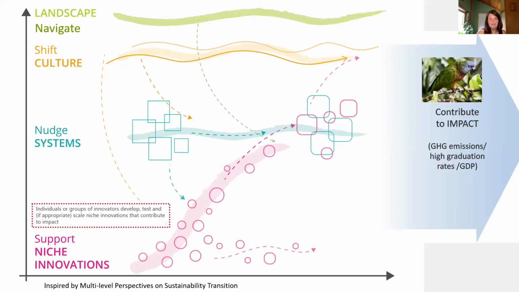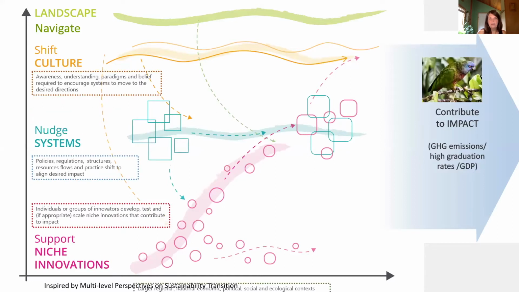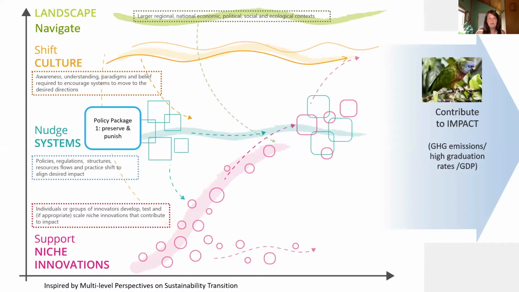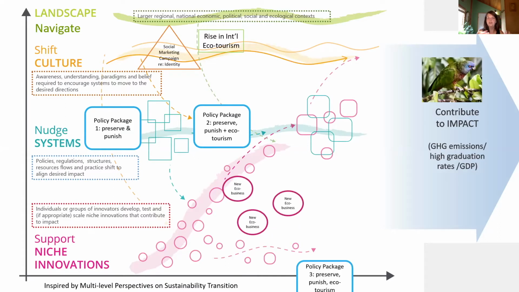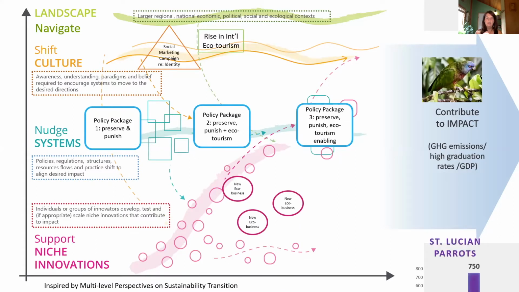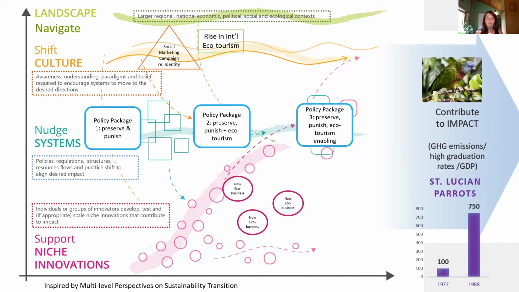So this is the example from St. Lucia. As they tried to figure out how to increase the population of parrots, they worked on all these different layers, right? So it's around nudging systems, it's around shifting the culture in the community, around looking at the political landscape that they were operating in, looking at what innovations on the ground might be able to nudge. So all these different layers, multi-pronged approach.